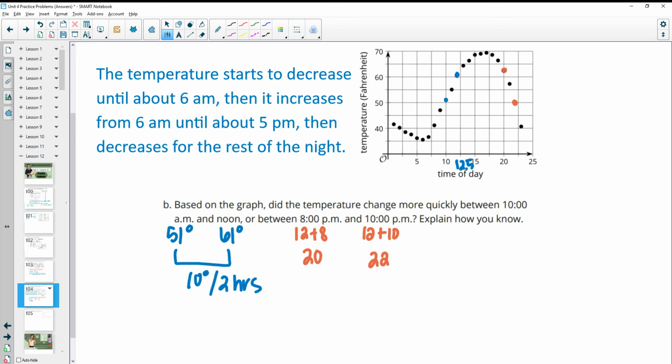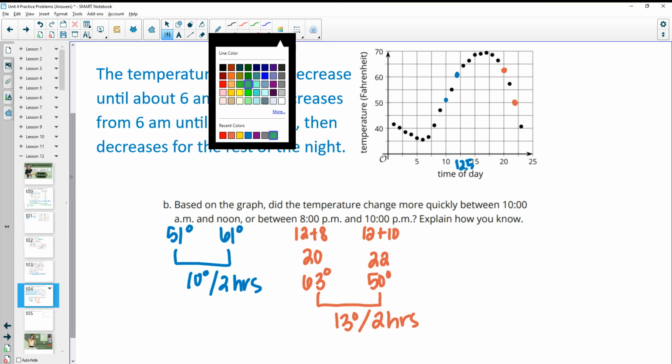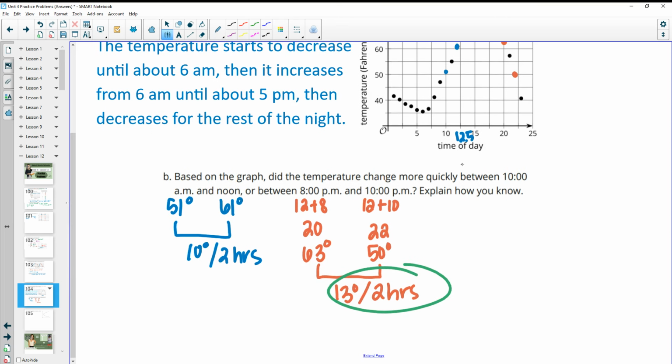So at 8 p.m., it looks like maybe it's at like 63 degrees. Versus at 10 p.m., it's right at 50 degrees. So then this is a change of 13 degrees in those 2 hours. So it looks like that one's the bigger change, right? So this one changed 13 degrees in the 2 hours instead of 10 degrees. So a greater change between 8 and 10 p.m.